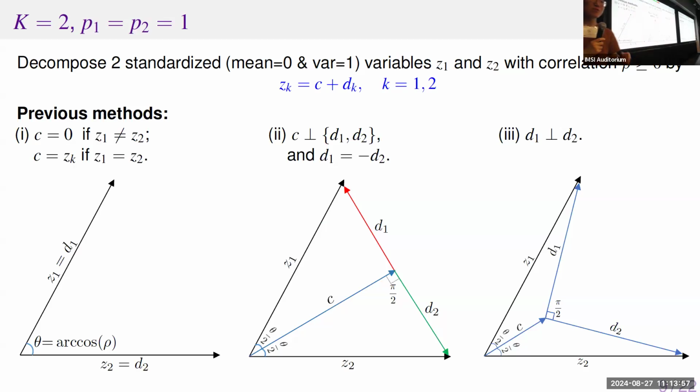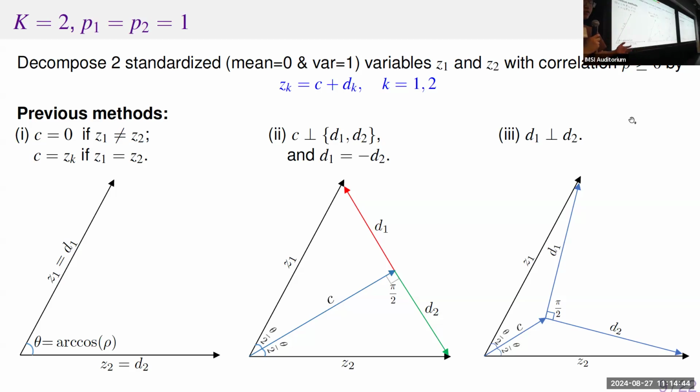So let's look at the previous methods. We give these three solutions. Solution 1 is not good because you can see C is always 0 when D1 and D2 are not equal. So even if they have a large correlation, the common variable is always 0. In solution 2, even though C is orthogonal to both D1 and D2, D1 is equal to negative D2. That means D1 and D2 share the same latent factor, just that their directions are opposite. And for solution 3, we can see C is not orthogonal to D1 and D2.